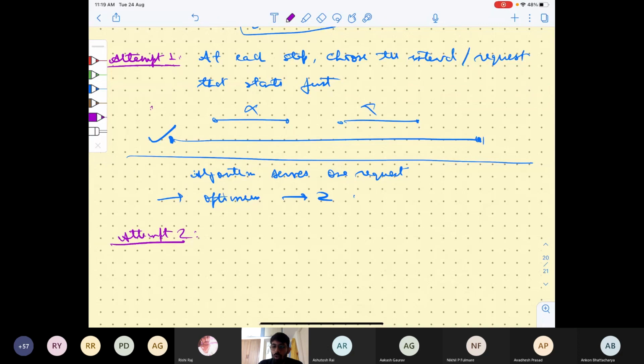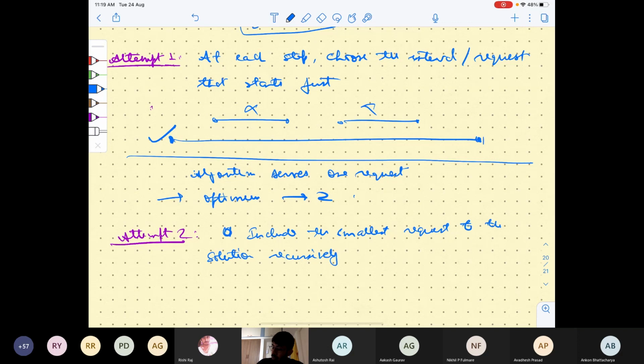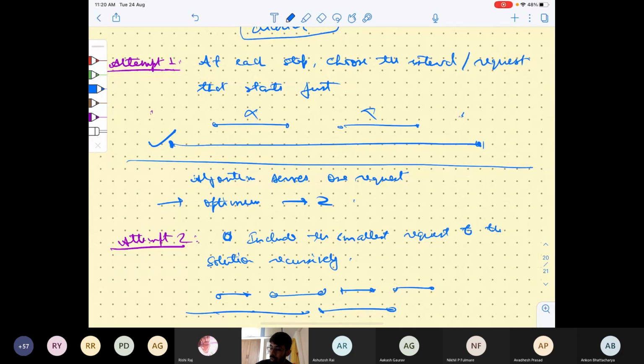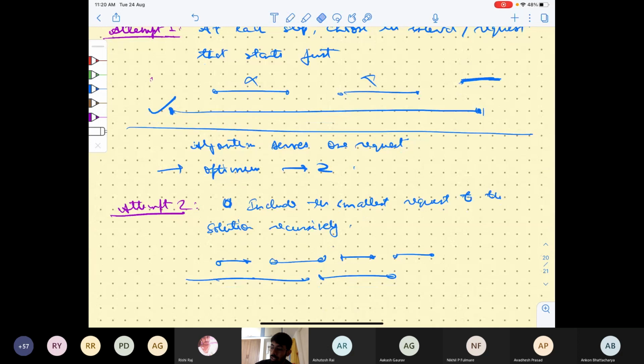Okay, good. So suppose now we want to make another attempt, and as Rishi was saying, maybe the smallest one. So what if we choose the smallest and include the smallest in the solution, recursively? So what is it doing? It finds the smallest one, and then it includes it in the solution, deletes all the ones which are not compatible with that, and then finds the smallest and so on. So this works for this particular example here in the first one, but is this correct?